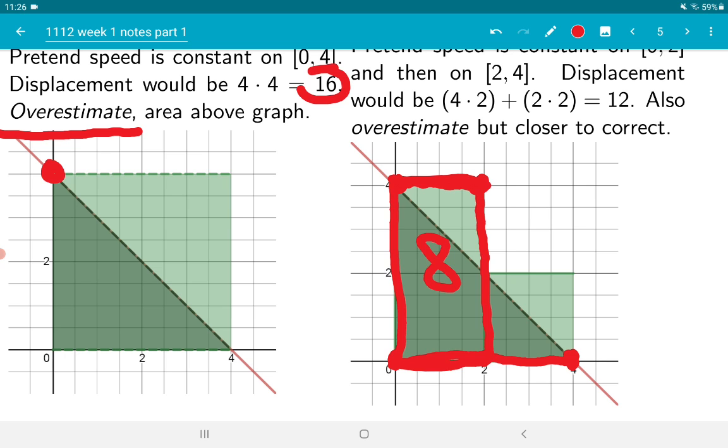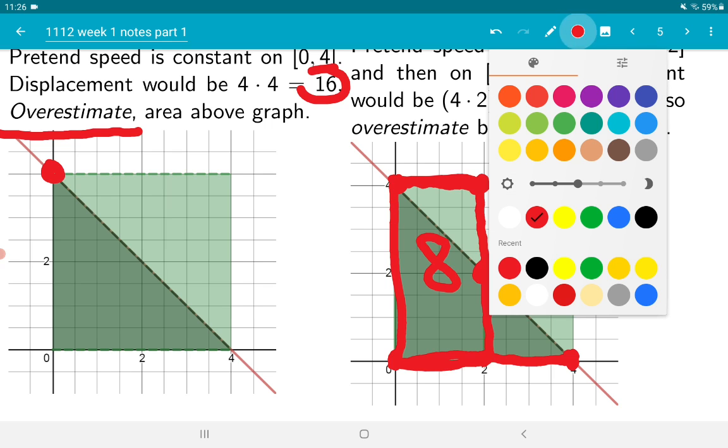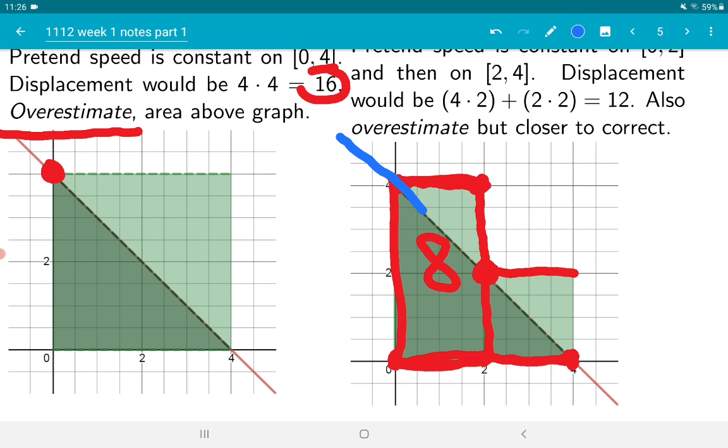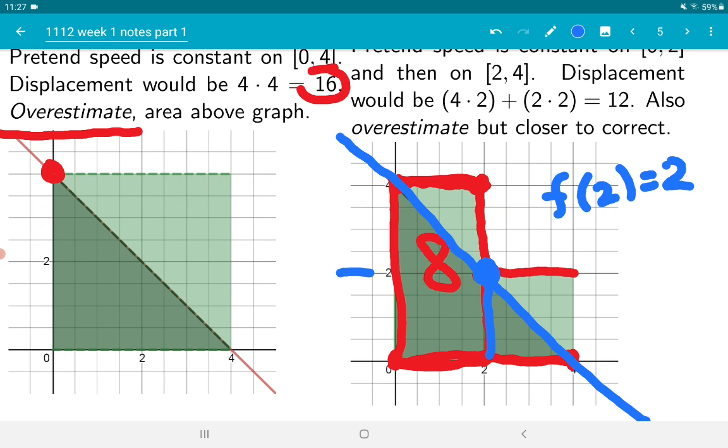And then let's pretend that over the next 2 seconds, the speed is constant, and we're going to use the height of the actual function. Remember that the actual velocity curve is this line here. And so for the 2 to 4 second subinterval, let's pretend that the speed is what it actually is at 2 seconds. So here, f of 2 is actually 2. And that's what I'm going to use as the height, 2, for the second 2 seconds there. And so I'll get an area of 2 times 2, that's going to be 4. And so I end up with a total area of 12.